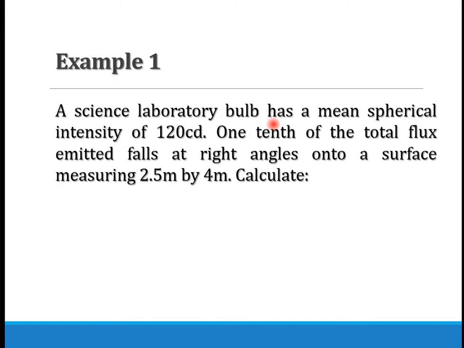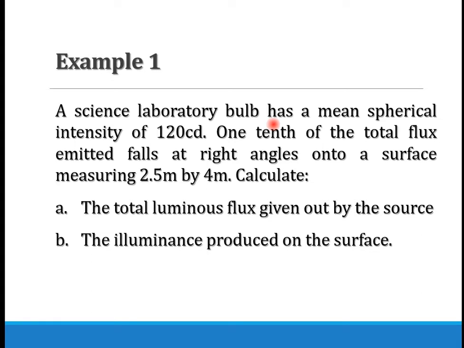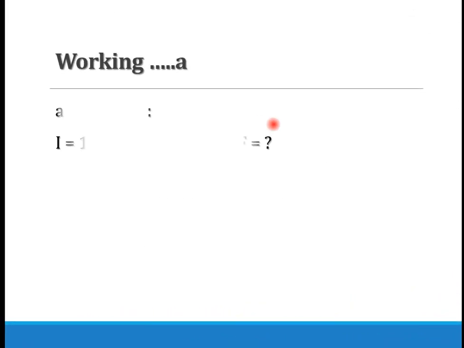So for example, this science laboratory bulb has a mean spherical intensity of 120 candelas. 1/10 of the total luminous flux emitted falls at right angles onto a surface measuring 2.5 meters by 4 meters. Calculate the total luminous flux emitted by the source, and also calculate the illuminance produced on the surface.